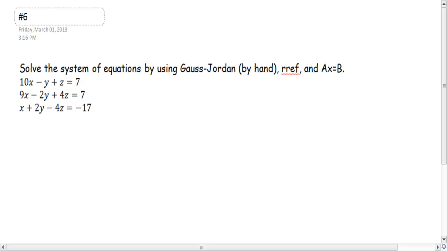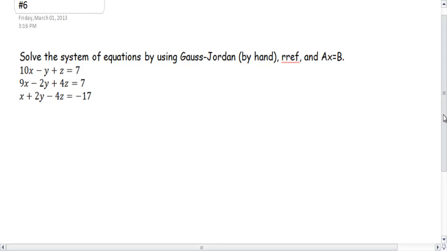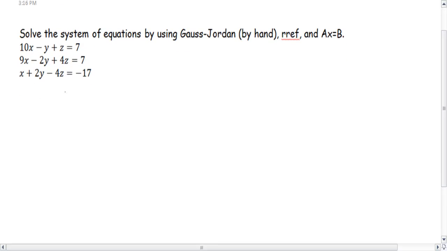Okay, here we go. Problem number 6. Solve this using Gauss-Jordan by hand, REF, and so reduced echelon form and AX equals B form. So I'm going to do by hand because that's where most people need the review. So first things first, remember we eventually want a 1 on our x variable in the top left corner.